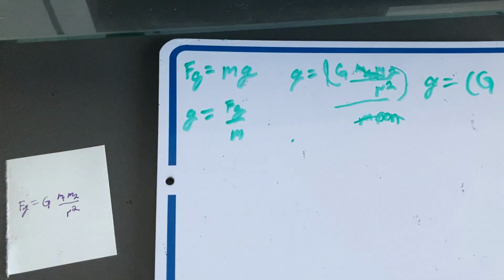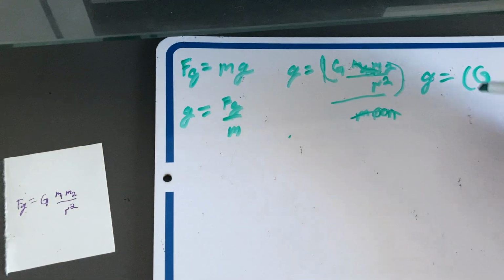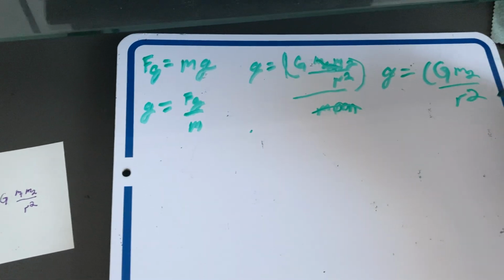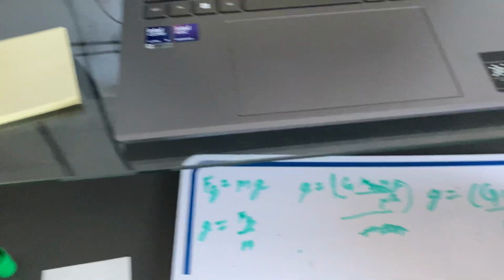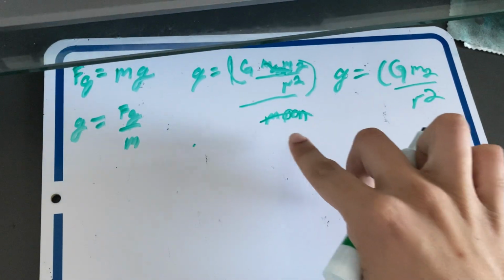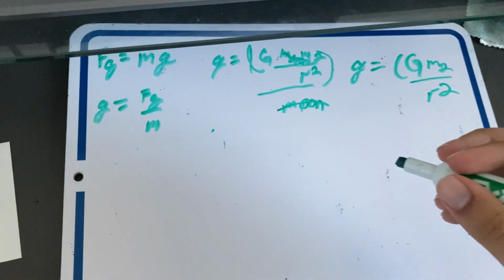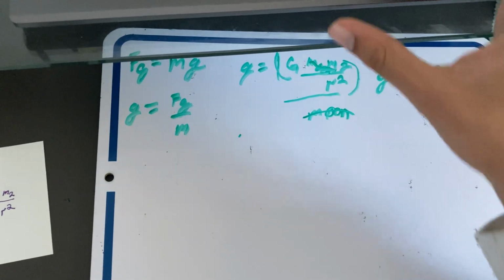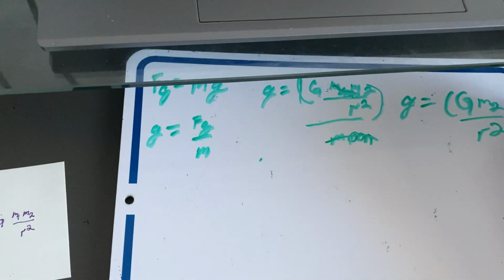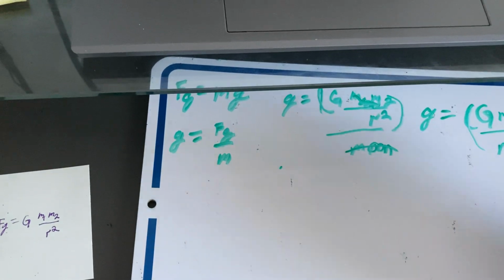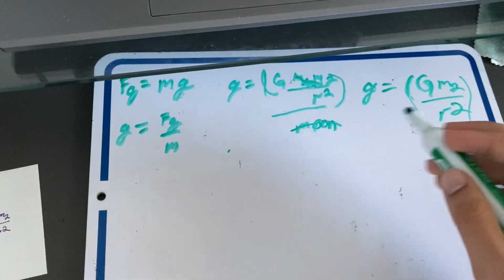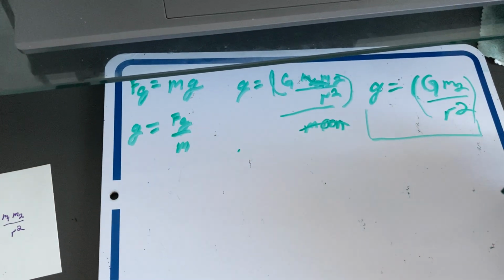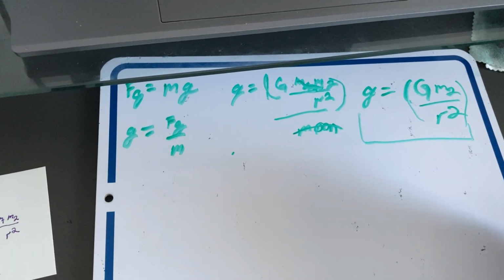G M2 over r squared. Now, I'm not sure if that's the mass of the moon, but all we know is that one of the masses cancels out, and that's really all we care about. So now we are going to move on to the next thing. Now that we've gotten this, we can easily get the other things we need.